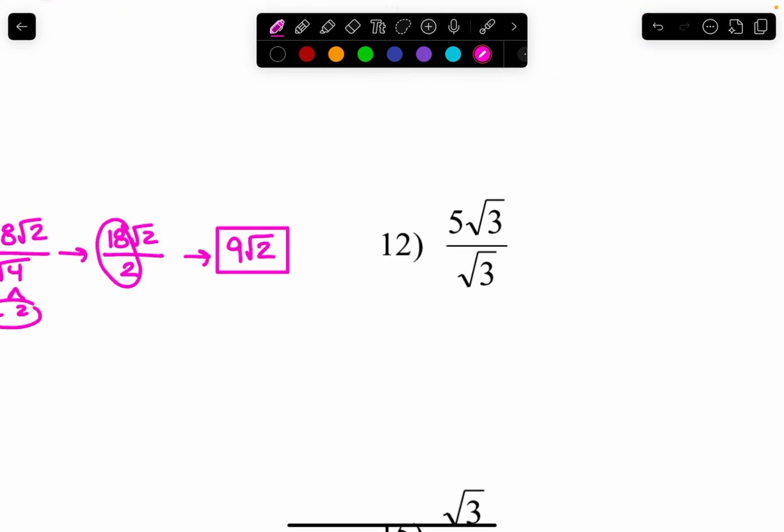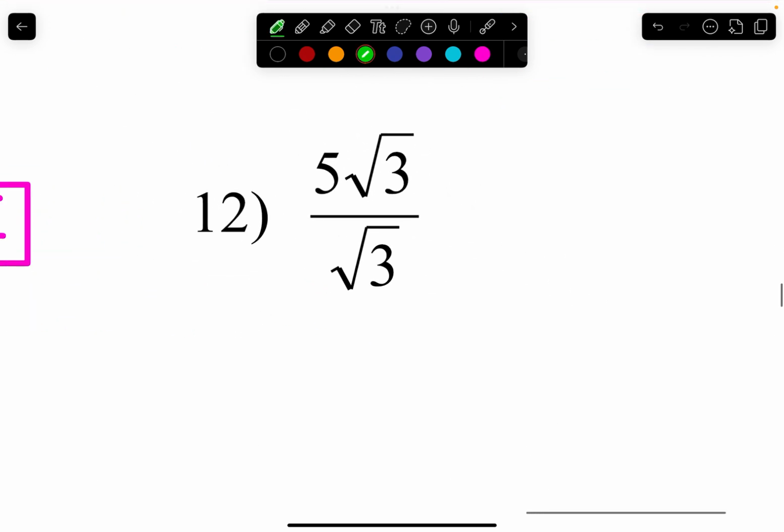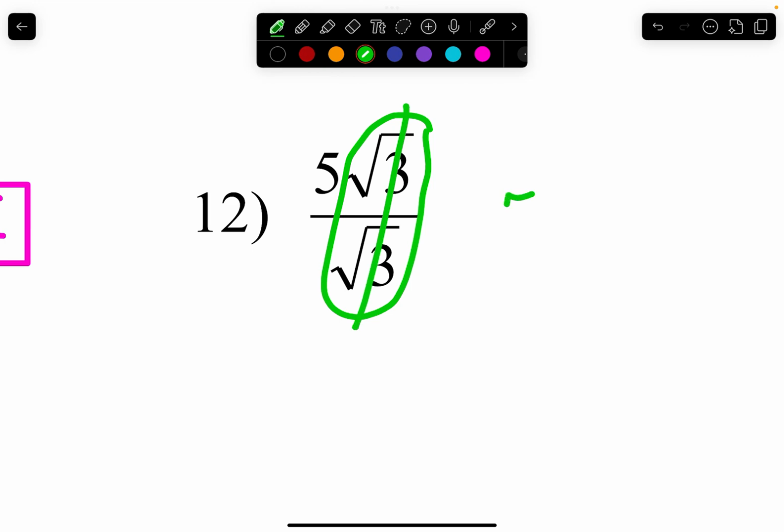Okay? When you look at 12, even though you have a square root in the denominator, you also have a square root, the same one, in the numerator. Those cancel, and you're just left with 5. So that one's nice and easy.